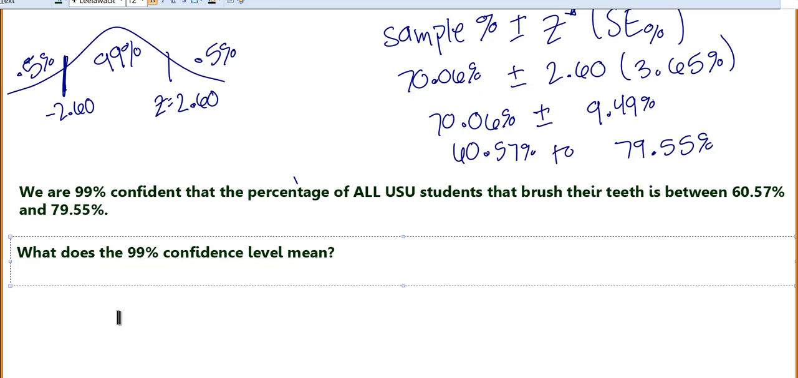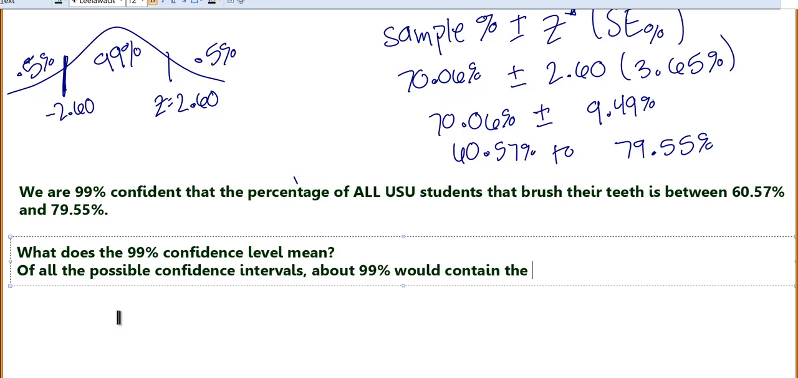It means that of all possible confidence intervals, about 99% will contain the true population percentage. Perfect. So of all the possible confidence intervals, about 99% would contain the true population percentage.